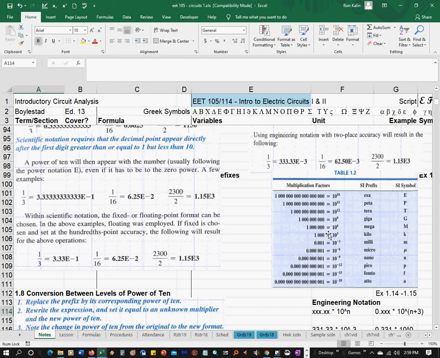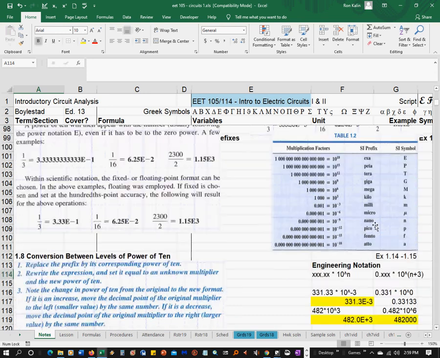And then going in the direction greater than 1, you have 1,000, which is 10 to the 3rd, which is kilo, or small k. 1 million, which is 10 to the 6th, mega, or capital M. And then 1 billion is 10 to the 9th, giga, which is capital G.